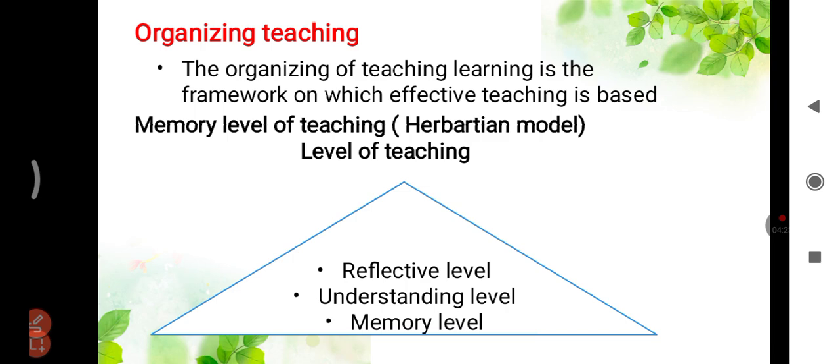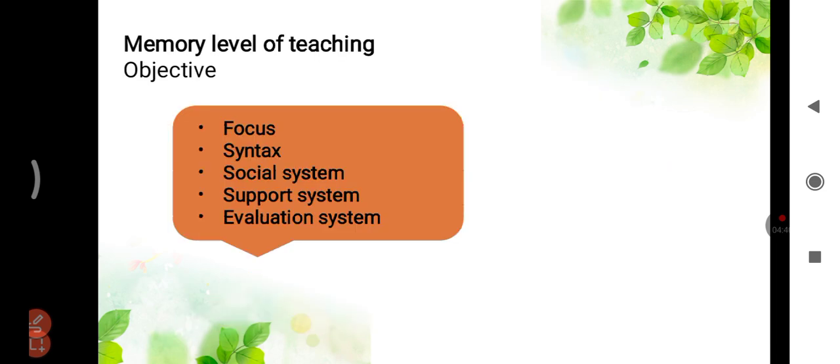The organizing of teaching and learning is the framework on which effective teaching is based. The memory level of teaching, the Herbartian model. The levels of teaching: the lesson plan is used for the memory level, understanding level, and reflective level. These are the three types of organizing teaching.